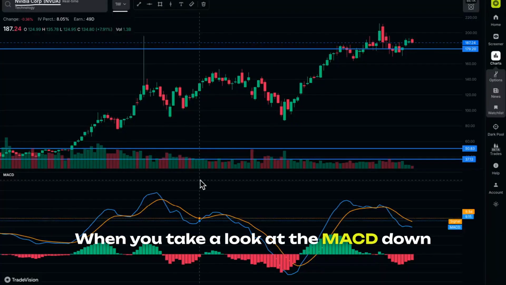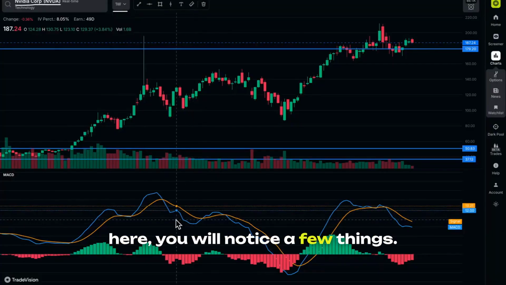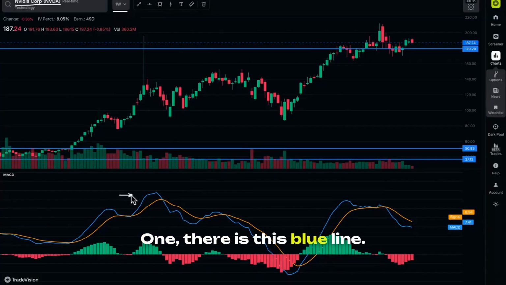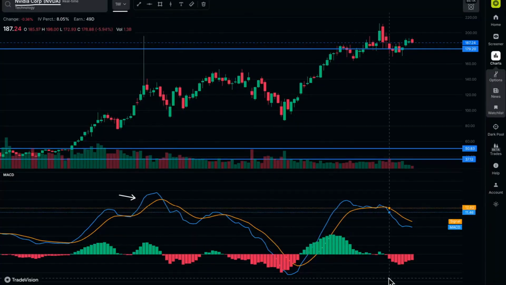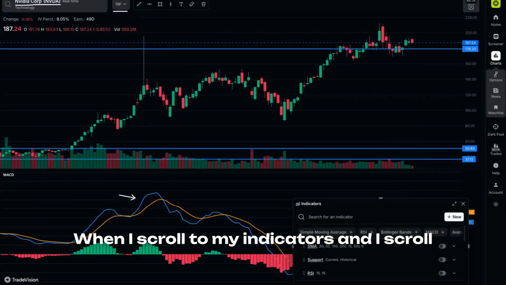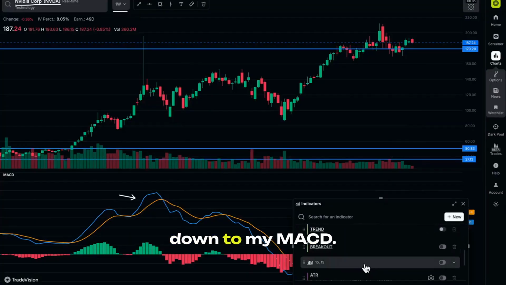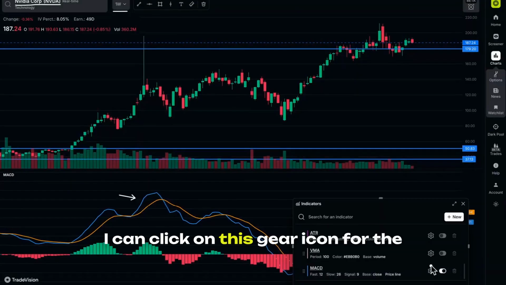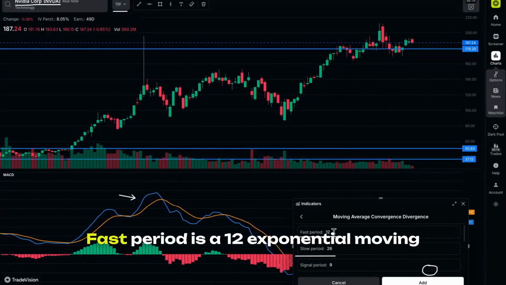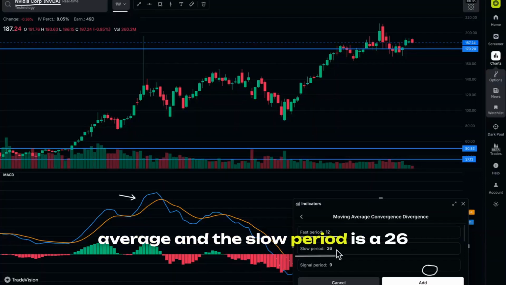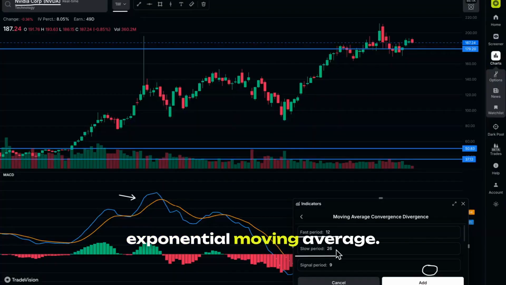When you take a look at the MACD down here, you will notice a few things. One, there is this blue line. This blue line is referred to as the MACD line. When I scroll to my indicators, and I scroll down to my MACD, I can click on this gear icon for the settings, and I will see fast period and slow period. Fast period is a 12 exponential moving average, and the slow period is a 26 exponential moving average.